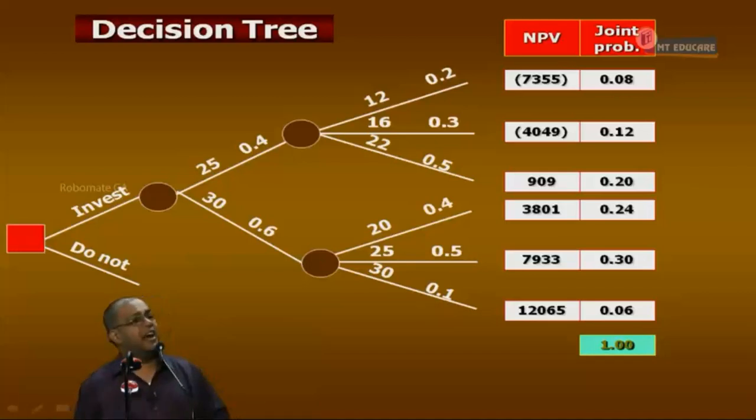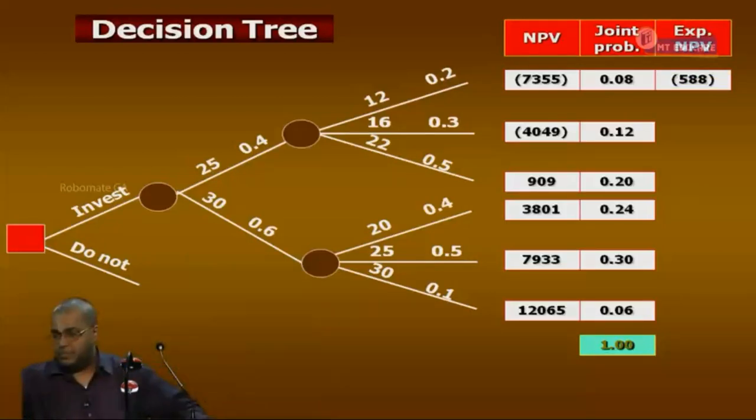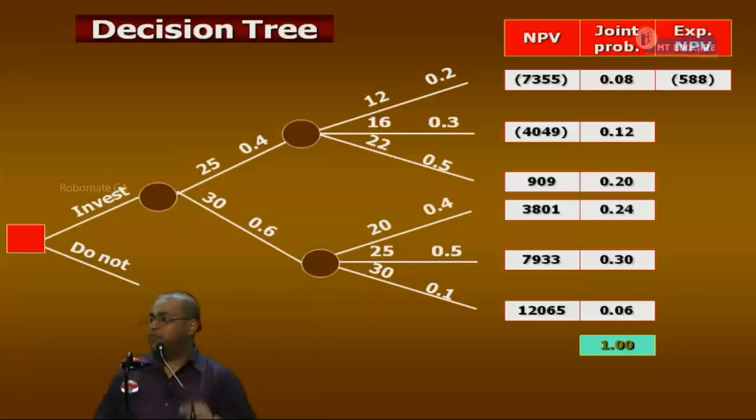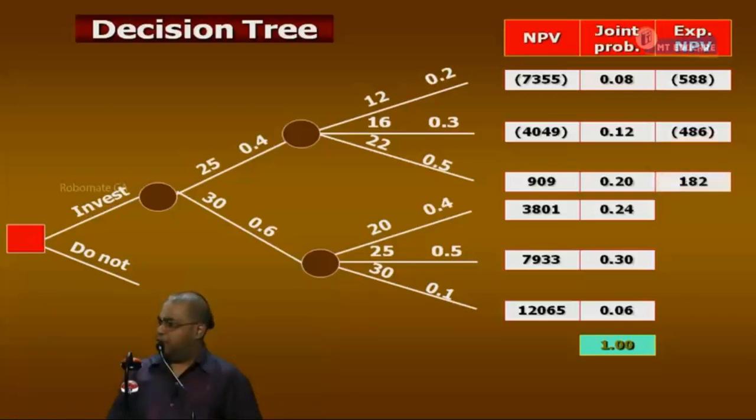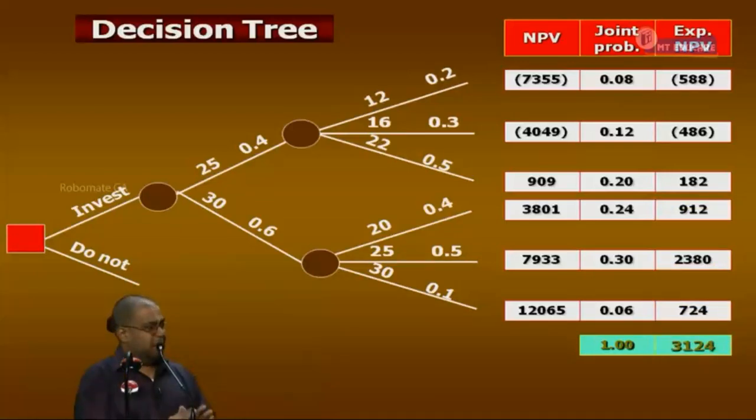Everybody following? Now, if I multiply, minus 7355 into 0.08 gives you this number. Minus 4049 into 0.12, 909 into 0.20, 3801 into 0.24, 7933 into 0.30, 12,065 into 0.06. If I add, I get an expected NPV of 3,124. Is the expected NPV positive or negative? Positive. Should I accept or reject the product? Accept the product is the answer for this particular question. Respond yes or no. This is the answer.